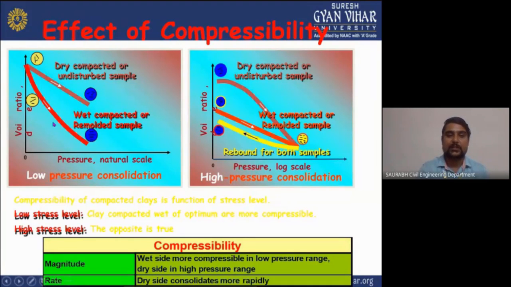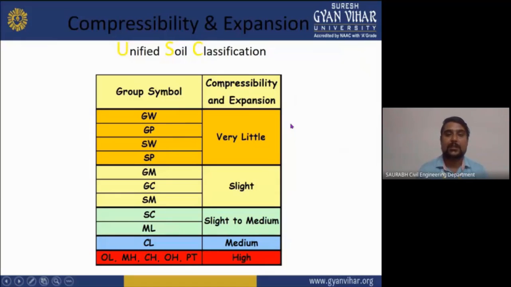As you can see, these are the two graphs showing the relation between pressure on a natural scale and void ratio. This one is for the low pressure consolidation, and this one is for the high pressure consolidation. Now we will see the compressibility and expansion of the Unified Soil Classification. Here is a group symbol which is also showing the compressibility and expansion of these soils.